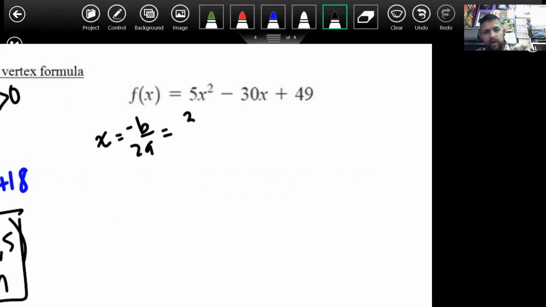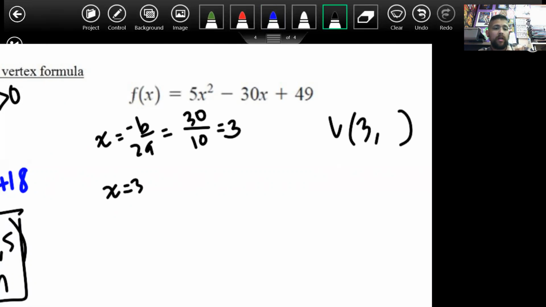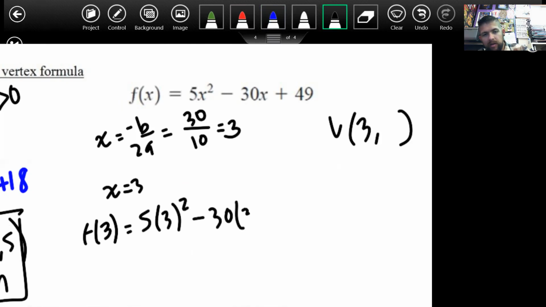Negative b is going to be 30 over 10, which is just 3. So the x value is going to be 3. So it's going to be looking at our vertex for 3. I've got to find the other one by plugging it into the equation. So f of 3 is going to help us determine that. So 5 times 3 squared minus 30 times 3 plus 49.